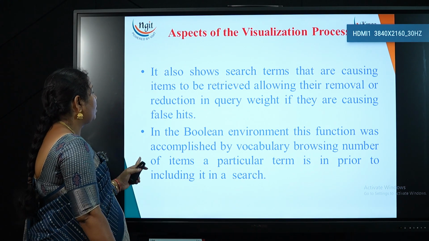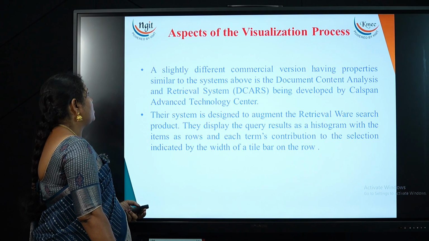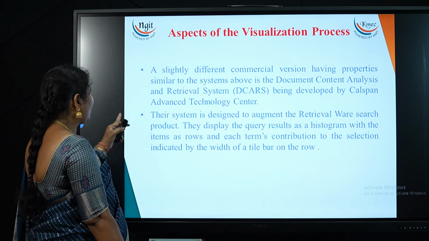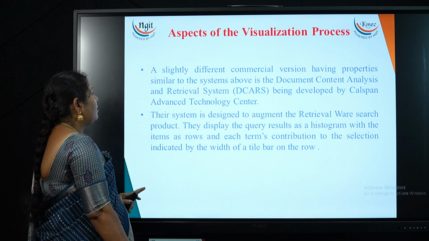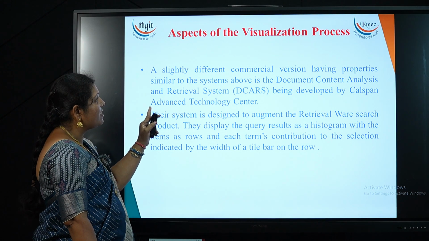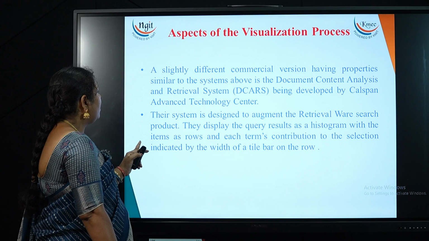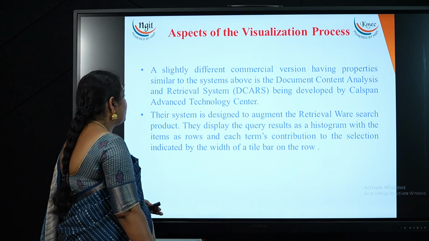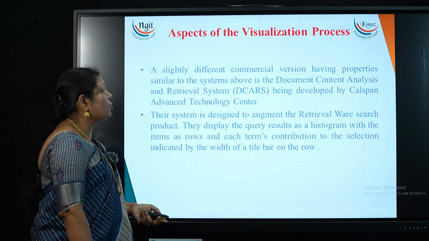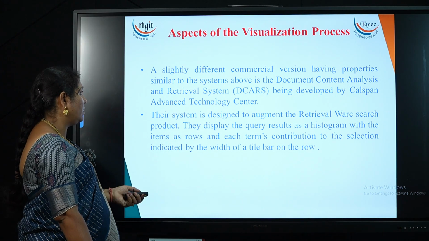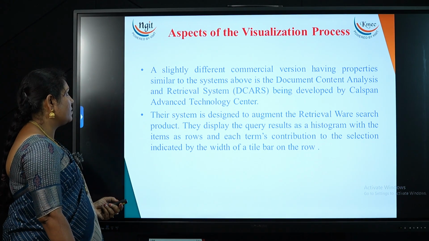Same thing that I explained to you. This is a DCARS expanded query histogram, and the full form of DCARS is Document Content Analysis and Retrieval System, which was developed by Calspan Advanced Technology Center. This system is designed to augment retrieval based search, where you can search the product easily, and it can also create histograms either vertically or horizontally, but they are only sticking to histograms.